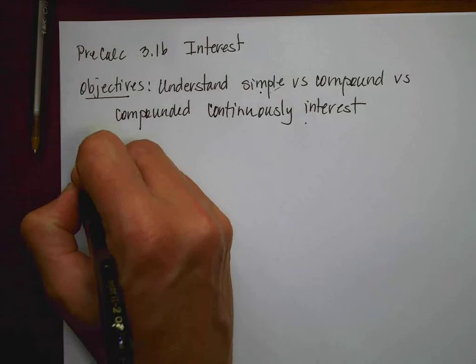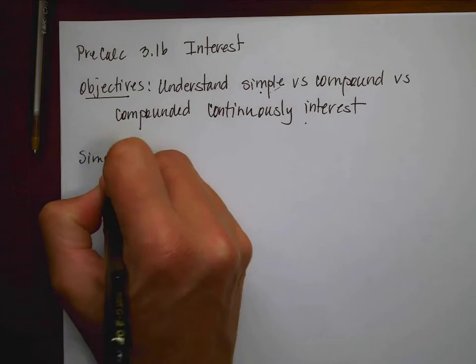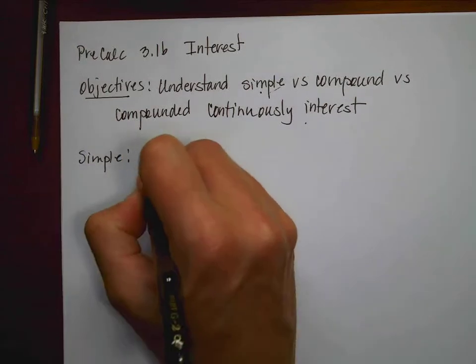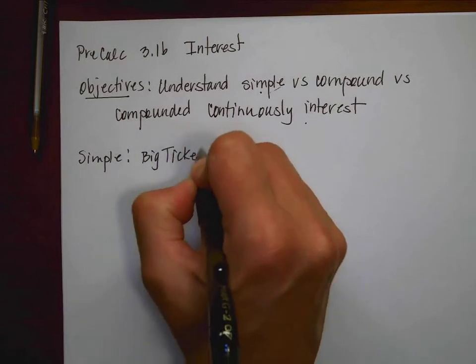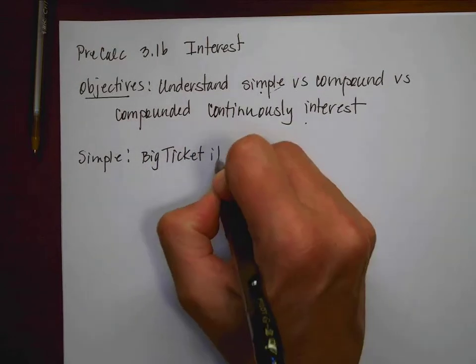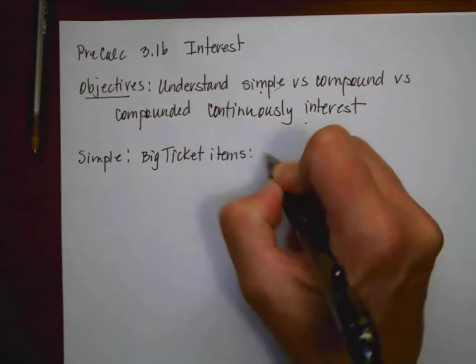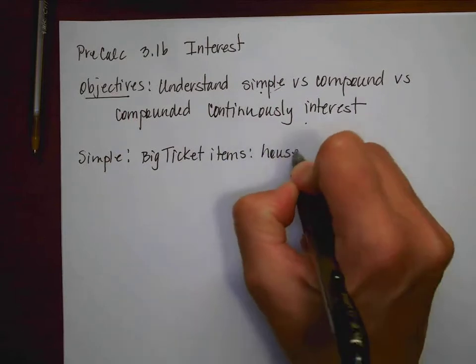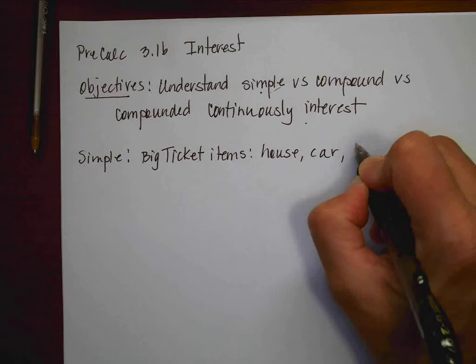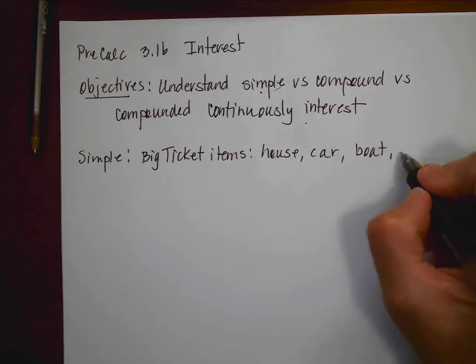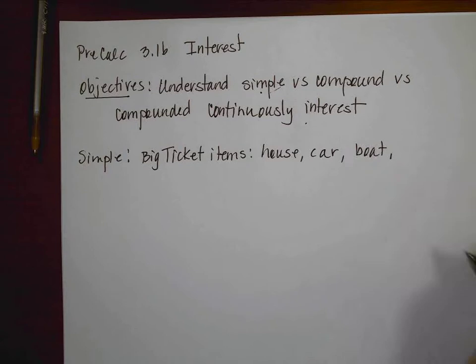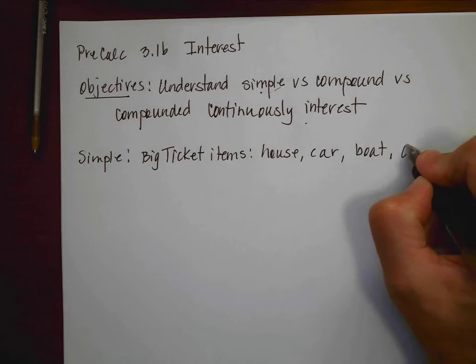Of the three types of interest, simple interest, and this is a good way to think about it, are the big ticket items. So that might be if you're buying a house or a car or a boat or any other fun toy, right? Or maybe I'm buying a quad.